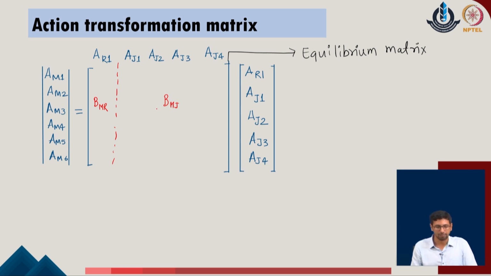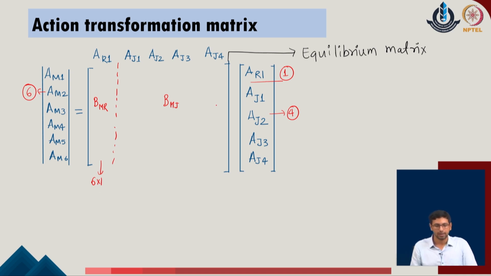Now, with this idea we can easily evaluate that if we have, say, 1 redundant in the given problem and 4 joint action forces in the given system, and we are evaluating a total of 6 action forces in the given member coordinates, the size of B of MR could be identified with 6 rows and 1 column in the given system. So, it becomes 6 cross 1.